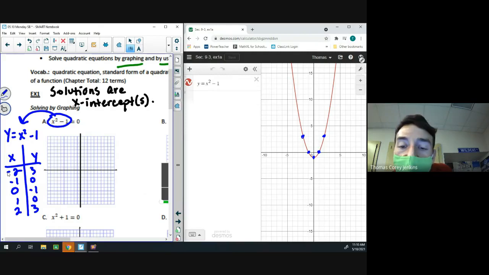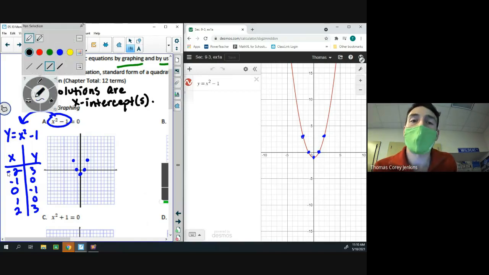All right, so I'm going to go ahead and copy those onto my graph. 0 goes to -1. -1 goes to 0. 1 goes to 0. And then -2 goes to 3. And 2 goes to 3. So we see that nice parabola shape. I'm going to go ahead and trace my curve.